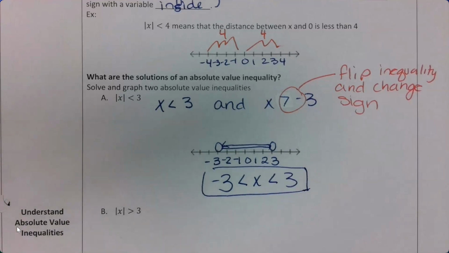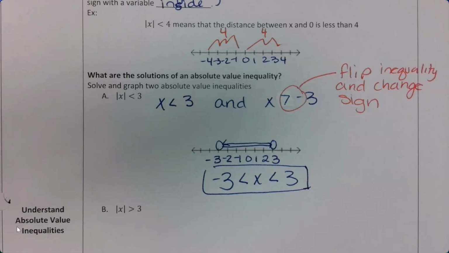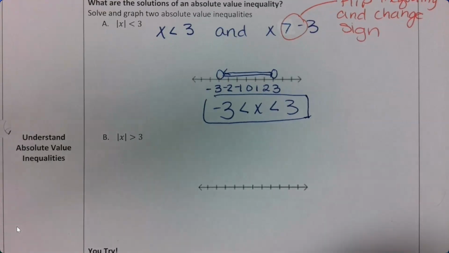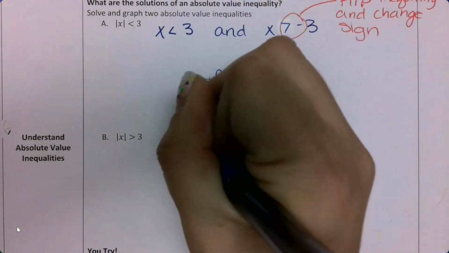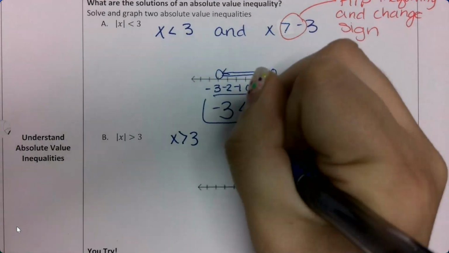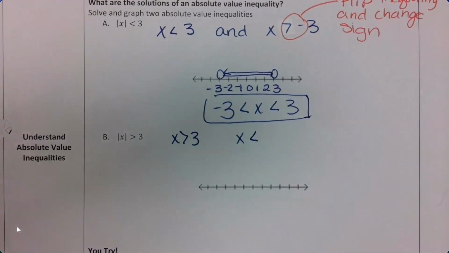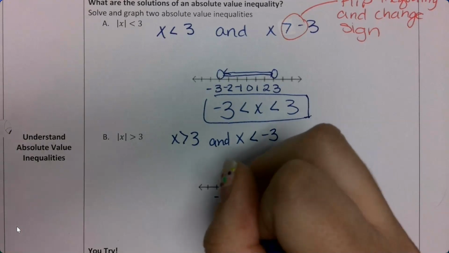So questions on A. So B, same idea. I want to remove my absolute value symbol. First I have x is greater than 3. Then I'm going to have the inequality sign switch, so it's going to turn into a less than, and the sign on that 3 is going to change to a -3. Okay. So then, same deal, I want to go ahead and write these on my number line.